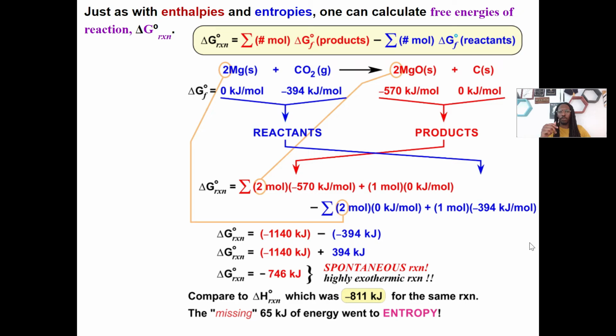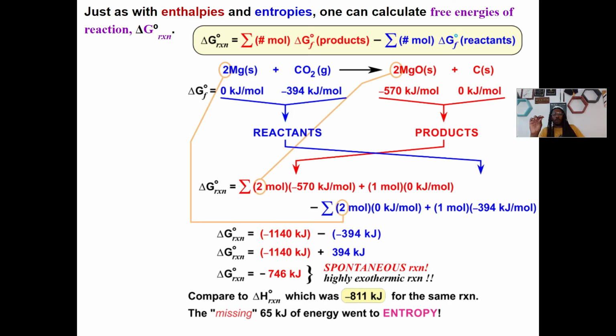So 746 kilojoules. Essentially, if I got a negative value, I got a spontaneous reaction. In this case, this reaction is actually highly exothermic. When we compare that to delta H, if you remember from last time, and if not, it's okay, the enthalpy was negative 811 kilojoules for this same exact reaction. Because we said it was highly exothermic, it makes sense that we see this negative value, because negative values for delta H mean exothermic reactions.